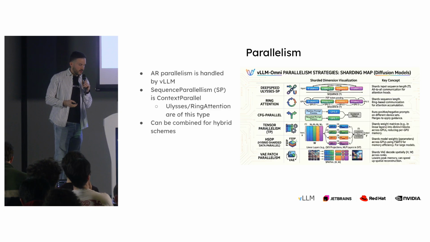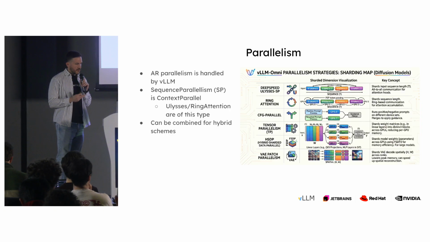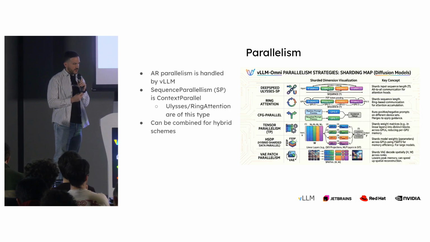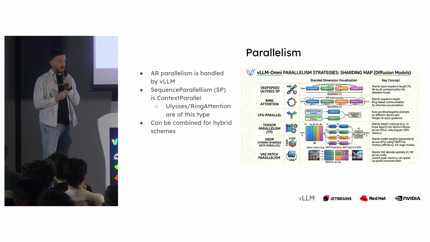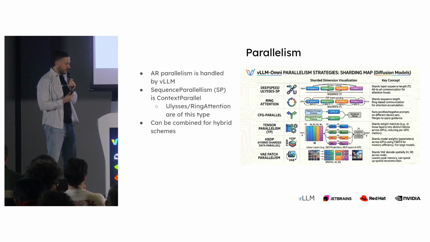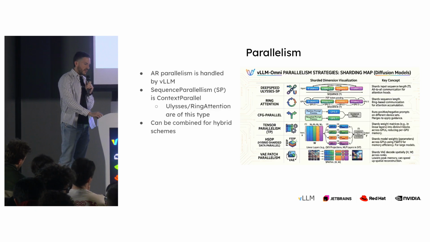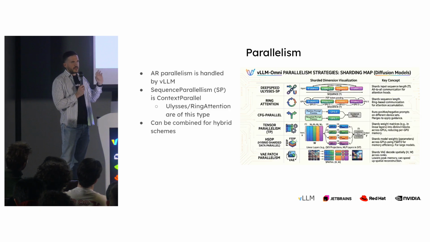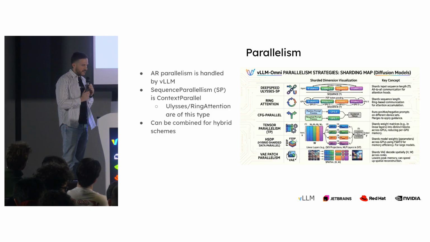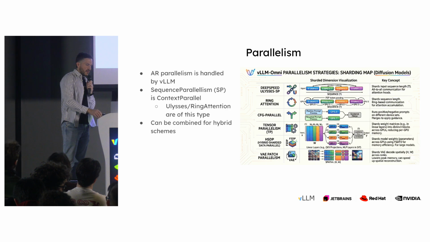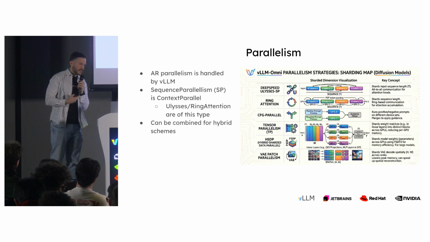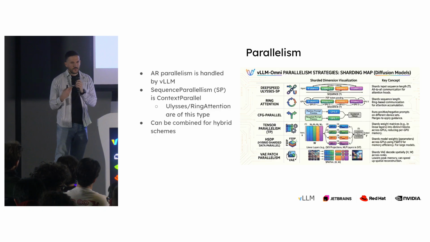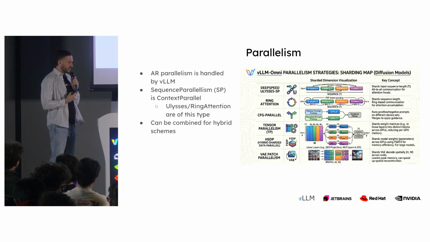Going into how you can shard some of these models when you have multiple GPUs, I think this is the set of parallelism that vLLM-Omni currently implements. It's especially interesting to look at from the diffusion perspective. From the AR perspective, again, vLLM takes care of all of that. From the diffusion perspective, we can also see a shift in nomenclature. You have sequence parallelism, which we might know as context parallel.